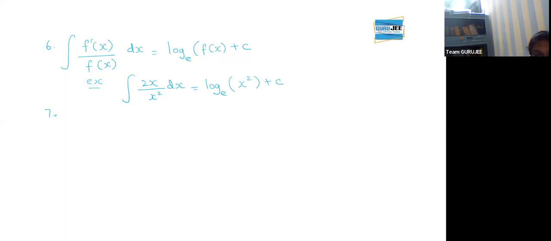Don't say you didn't understand, right now it will certainly not be clear. Just memorize the formula. We'll see in problems. Integrate f of x to the power n into f dash of x dx equals f of x to the power n plus 1 divided by n plus 1, plus c, where n is not equal to minus 1.